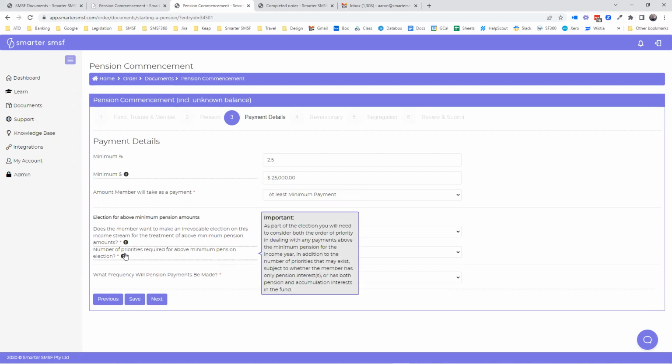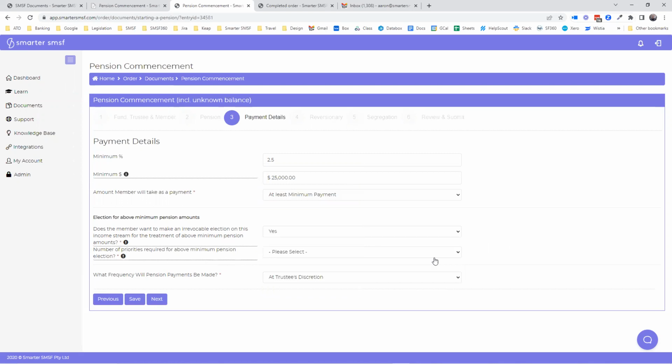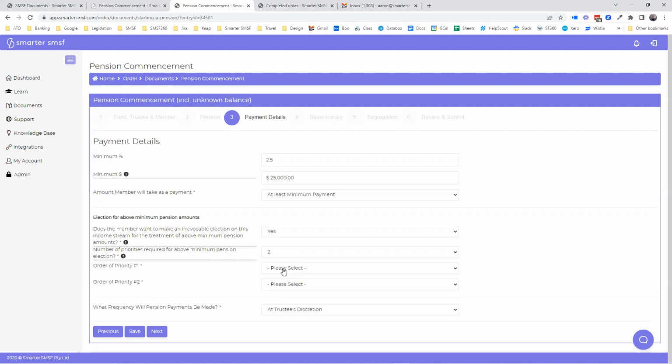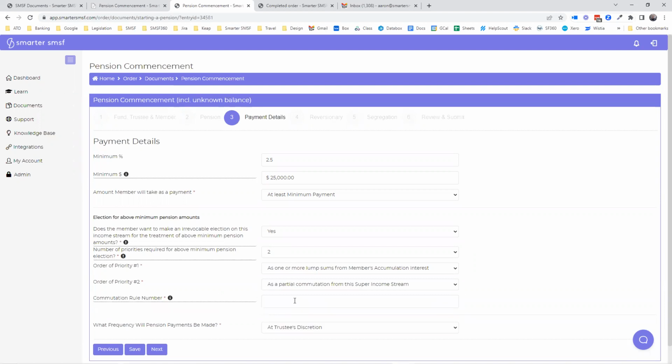So if we go to our tooltip, you can see here, as part of the election, you'll need to consider the order of priority in dealing with any above minimum payments. So if we don't have any accumulation account, then we're simply looking at it in the context of the clawback of the commutation to allow for a clawback against the member's transfer balance account. Now, if we have multiple, then again, we need to contemplate, are we taking lump sums first from the member's accumulation? And then are we taking a commutation? And if we are taking a commutation, well, what are the commutation rules? And within Smarter SMSF, 25.1G is the commutation rule there.